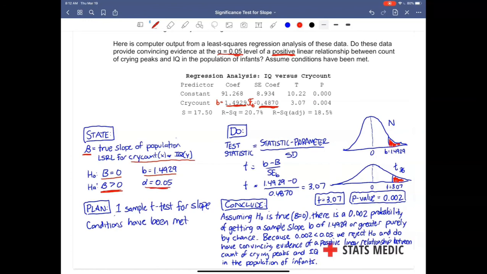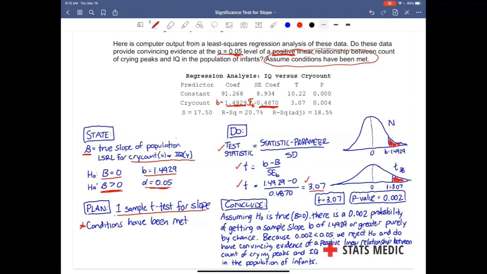Now for the plan, we first identified the type of inference procedure, one sample t-test for slope. And very lucky for us here, there was something very important in the question here, which says to assume the conditions have been met, which means that we don't have to check the 5 conditions for linear. Now this is often the case on the AP exam if there is going to be a question about inference for slope. So I've just made note of the fact that this was given to us in the problem. Now for the do, check to make sure that you have your general formula here and your specific formula, and then your numbers plugged in, and of course you should get a t-test statistic of about 3.07.